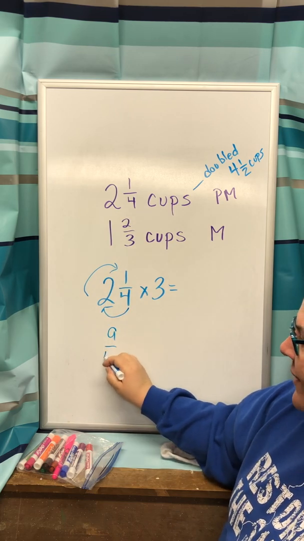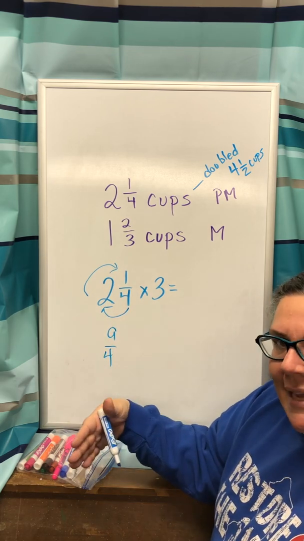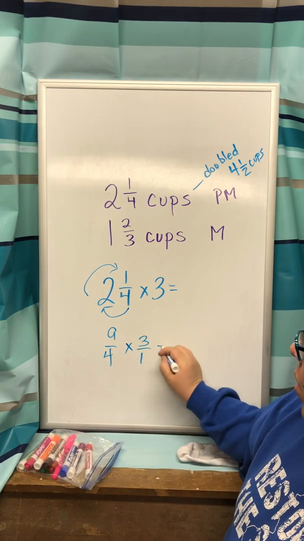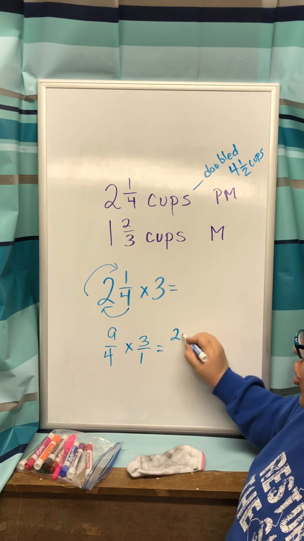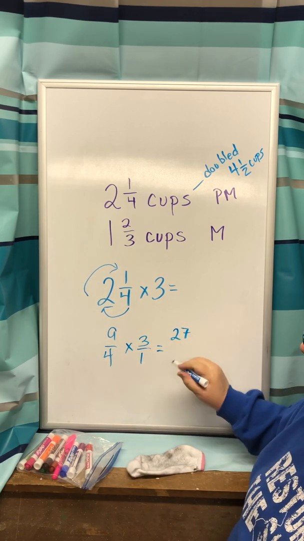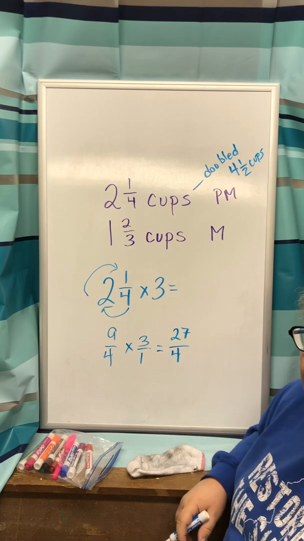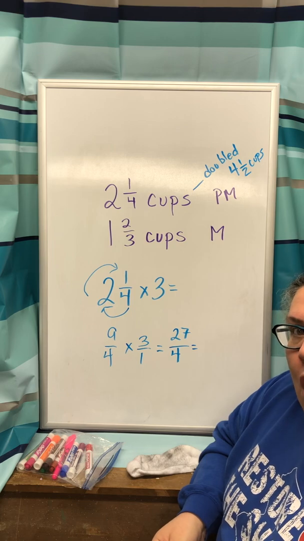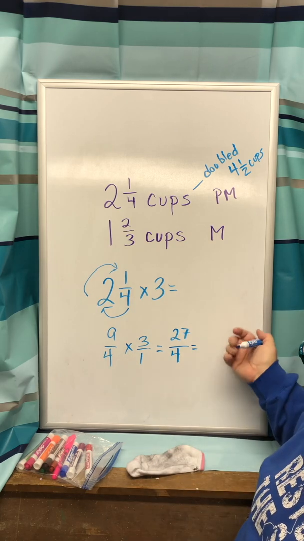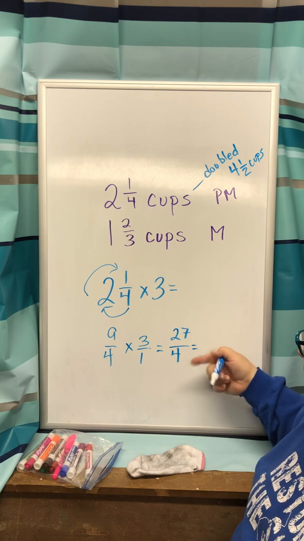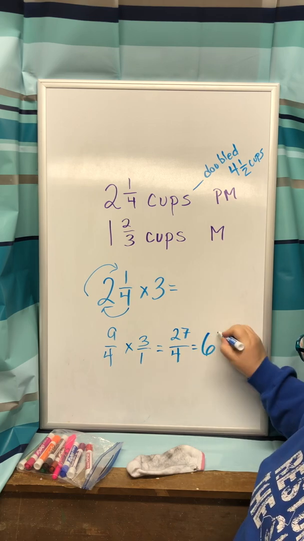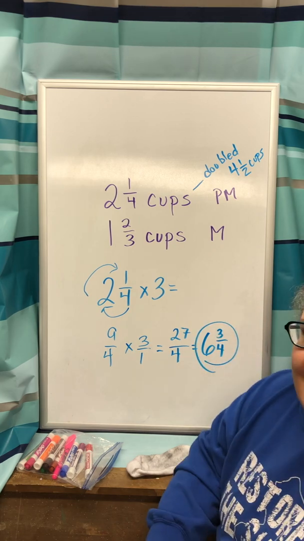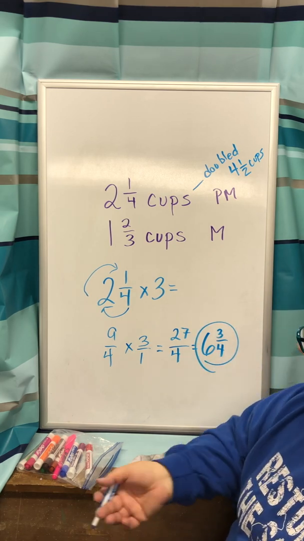So I get the same fraction that I did last time because the number's the same. This time I'm multiplying it by 3 over 1 instead. So I'm going to end up with 27, 9 times 3, 27, over 4. Then all I need to do is decide how many 4s are in 27. I know that 4 times 6 is 24, and I have 3 left. So if I triple the recipe, it would take 6 3/4 cups.